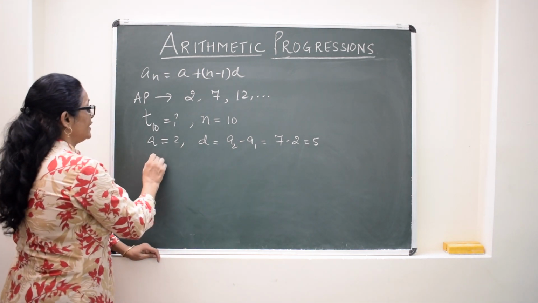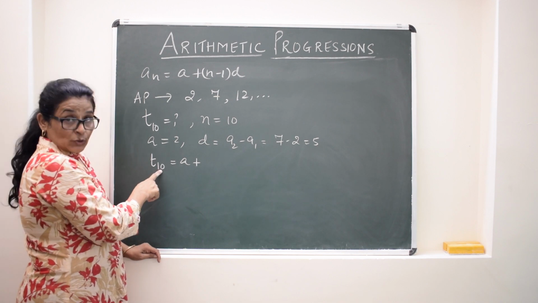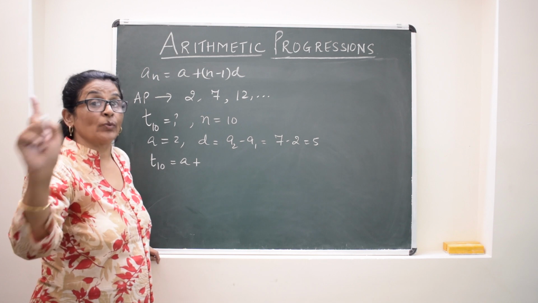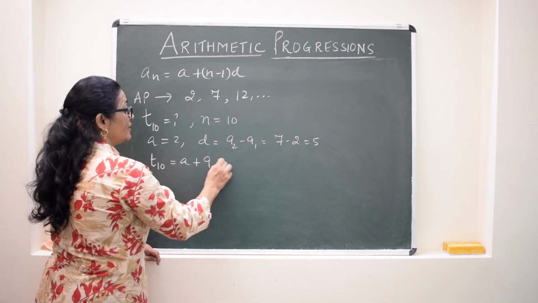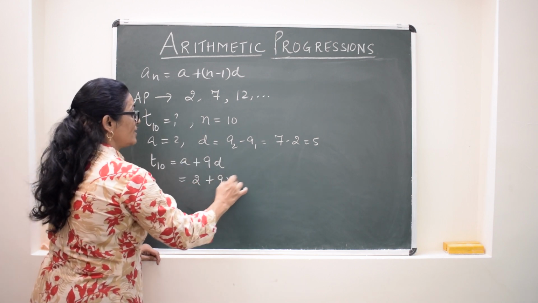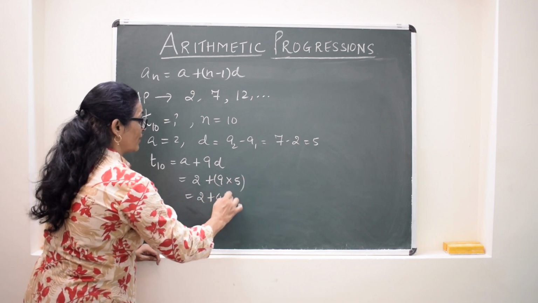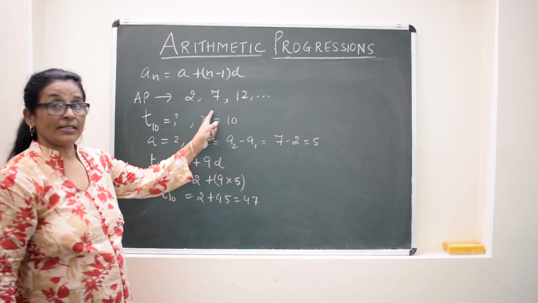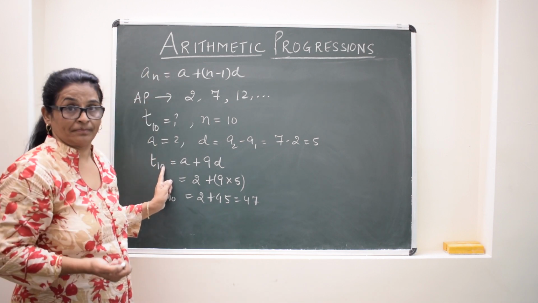So in this case, T10 will be a plus (10 minus 1) d, because the formula says the nth term is a plus (n minus 1) into d. So here n is 10, that is why it will be a plus 9d. So what is a over here? 2. And what is d? 5. So it is 2 plus 45, that is 47. So if the series or the AP is given, then we can calculate any particular term.